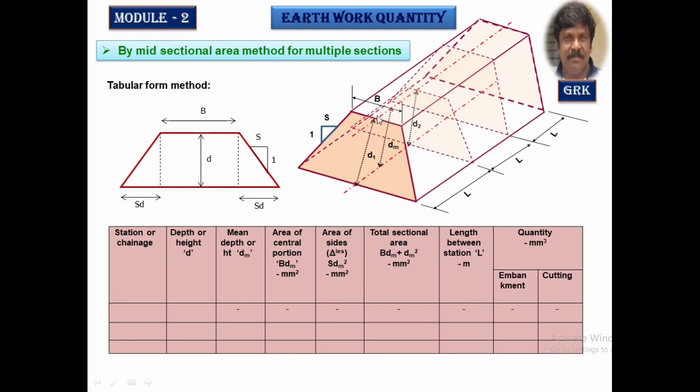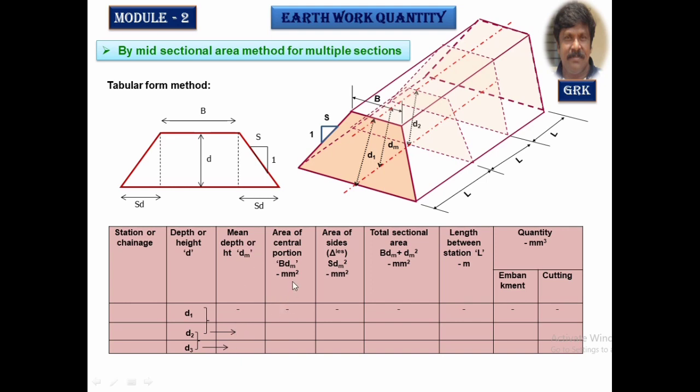Now this is the tabular form we are going to have. Chainage or the station. These are the chainages or the stations. The depths at the different sections, D1, D2, D3, like this we are going to enter. For the mean depth, we should take the average of D1 and D2 and enter it in the mean depth column here. Take the average of D2 and D3, and enter it in the mean depth column.